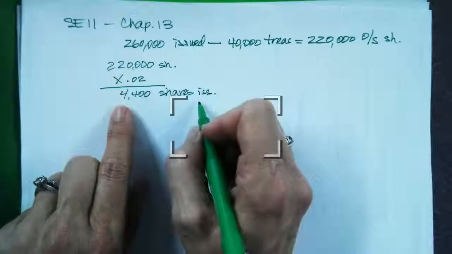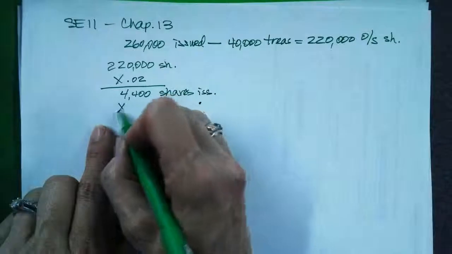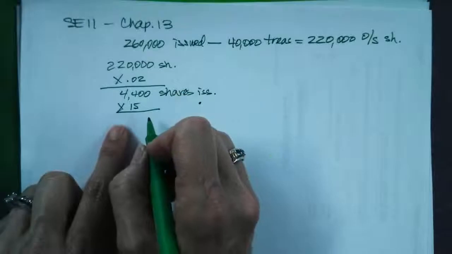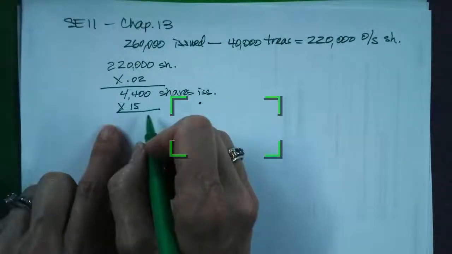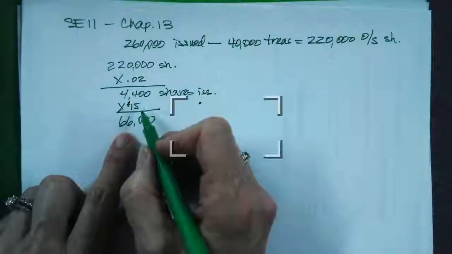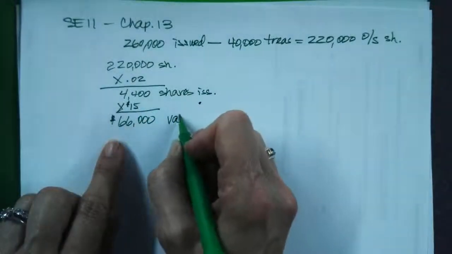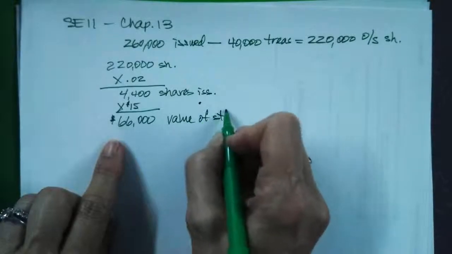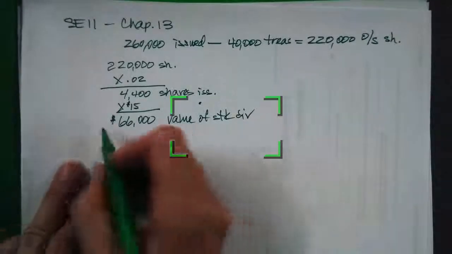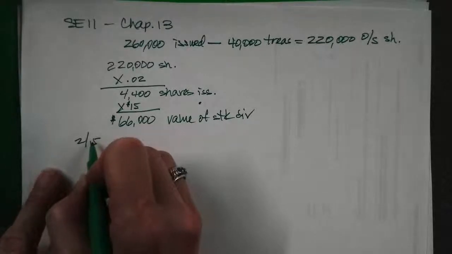We're going to issue 4,400 shares for the stock dividend, and currently it's trading at $15 a share. So that means that this stock dividend, in theory, is worth $66,000. Do you see that? A market value of $15 times 4,400 shares. So this is the value of the stock dividend that we're going to record. All right? So on February 15th, we're going to declare it.